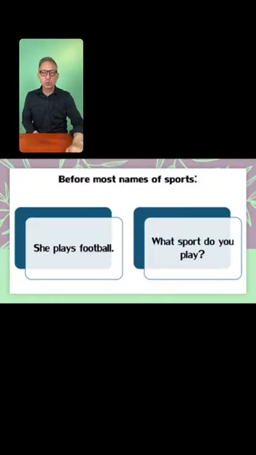So here we have sports. Now, a lot of you play sports, so this will be interesting. We don't use articles before most sports. She plays football or tennis, not the tennis. What sport do you play? Practice using the non-article in the proper way.